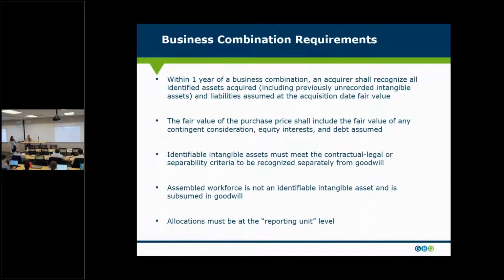It also says that identifiable intangible assets must meet the contractual, legal, or separability criteria to be recognized separately from goodwill.